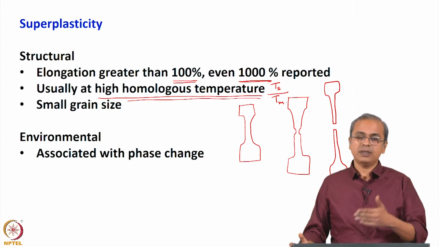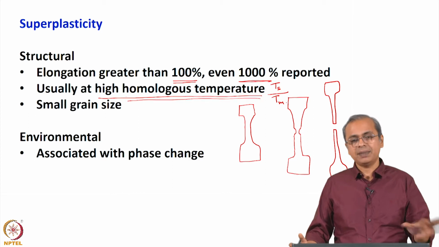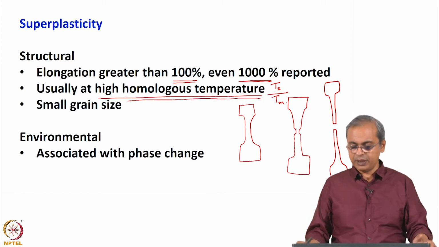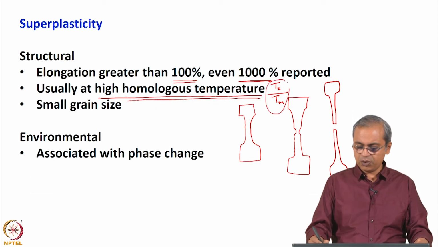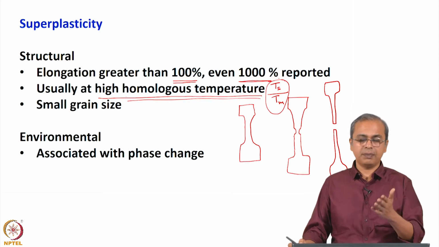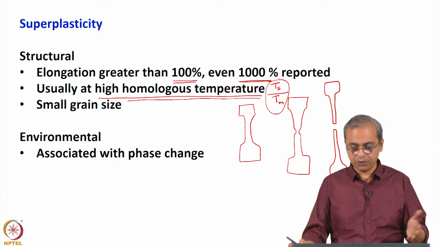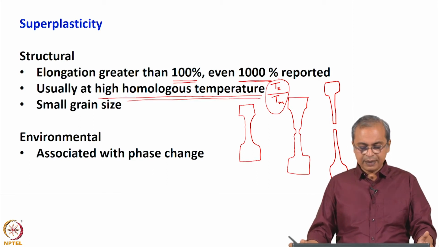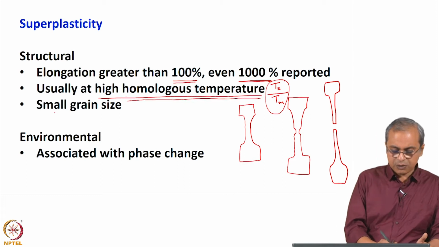It is relative to the melting point, and the best way to bring that out is to look at it as a ratio of that temperature to the melting point. This ratio is your homologous temperature, and as long as this is more than 0.5, say 0.6, 0.7, then you are saying you are at a high homologous temperature. And it is also seen that this happens at small grain size.